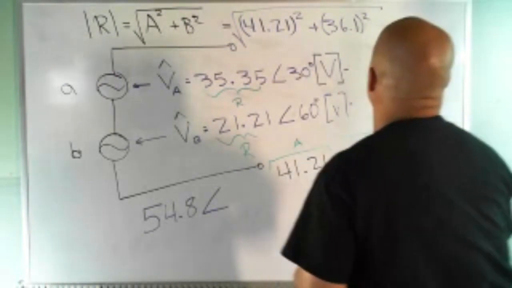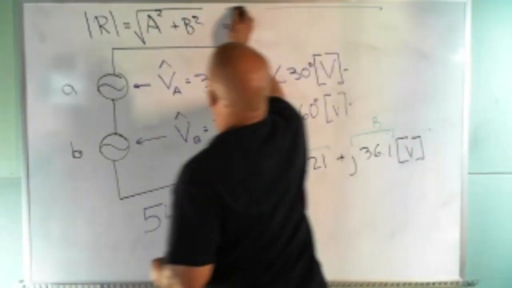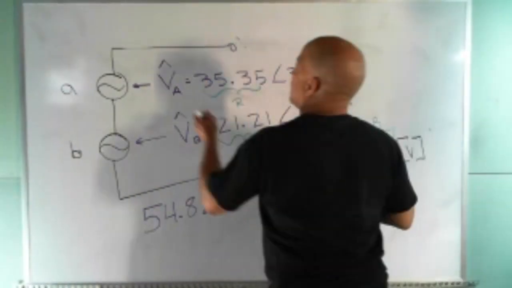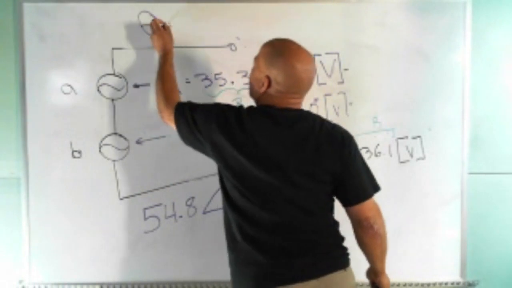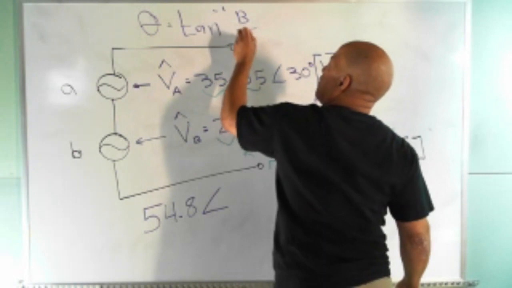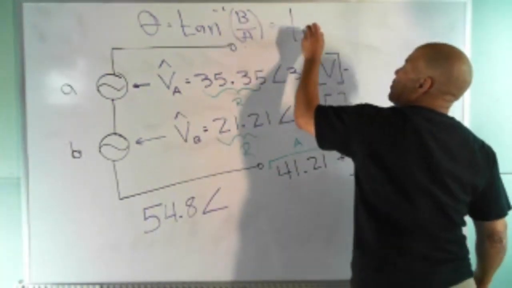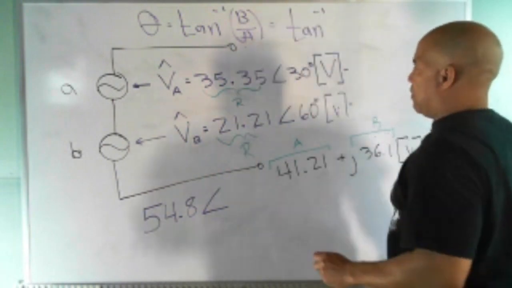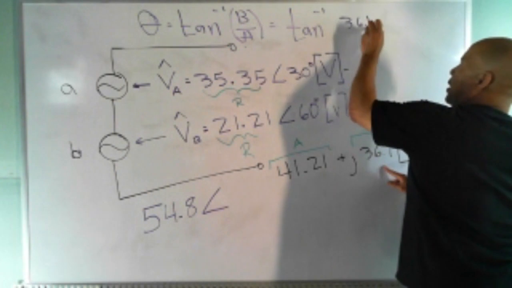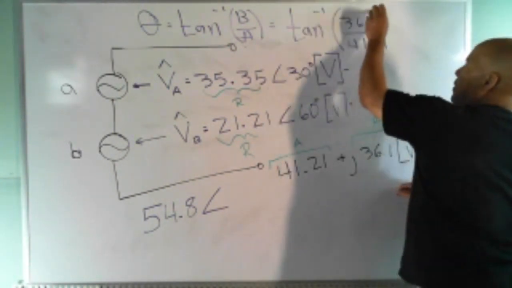All right, now to get my phase, we have to get the phase angle. You have to take the inverse tangent of B over A. And so that would be the inverse tangent of B, which is 36.1, A is 41.21, and give me that angle.